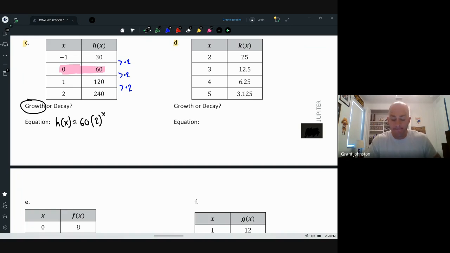Let me do D. This looks like a decay. It's going down. More specifically, it looks like it's dividing by 2. Or in other words, multiplying by 1/2.